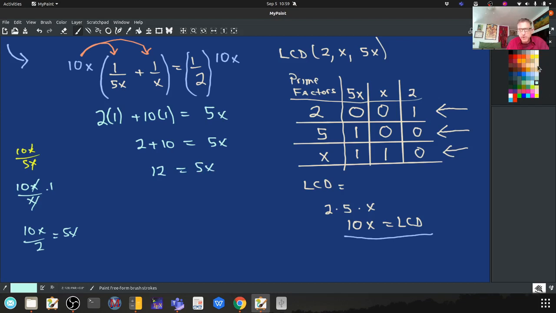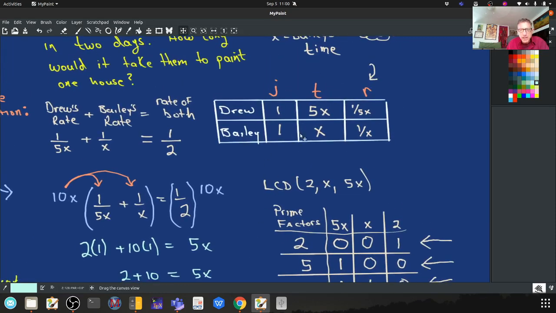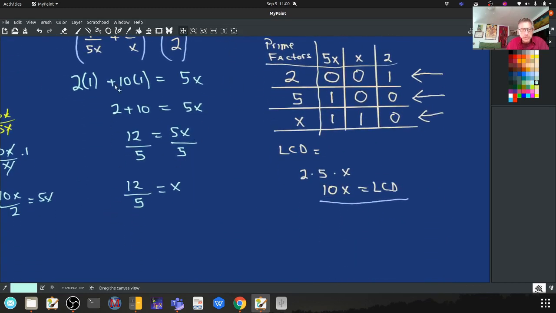So now I can solve for x. I divide through by 5, and 12 fifths is equal to x. And what is x equal to? It's the time it would take Bailey to paint one house. So how long would it take Drew to paint one house? Well, Drew's time is 5 times x. And 5 times x is equal to 5 times 12 divided by 5, which is equal to 12.